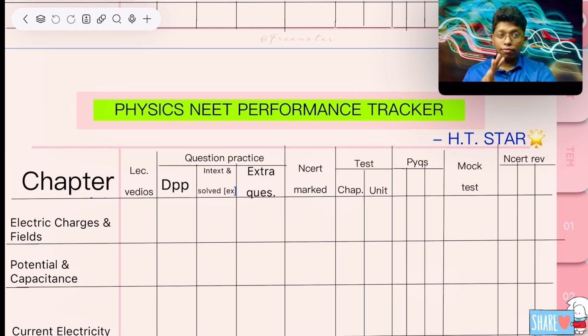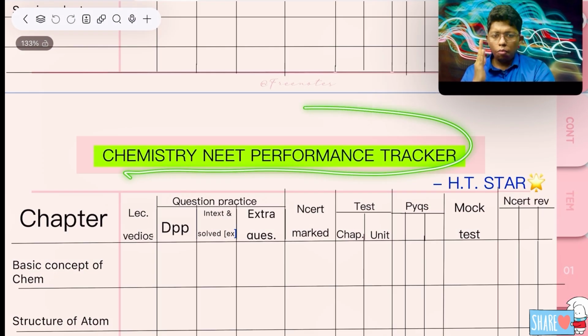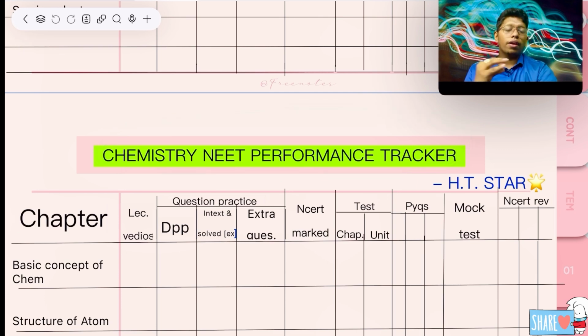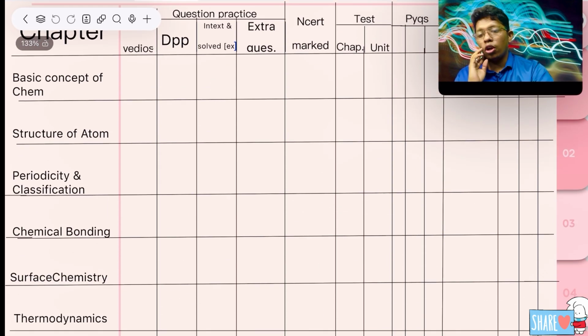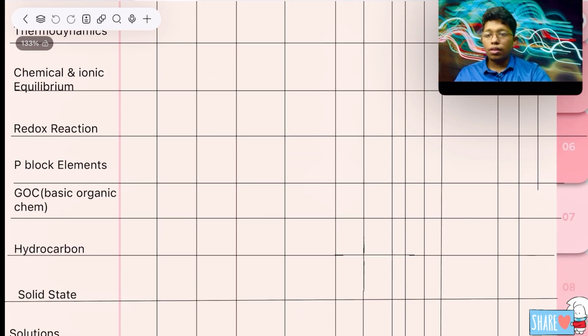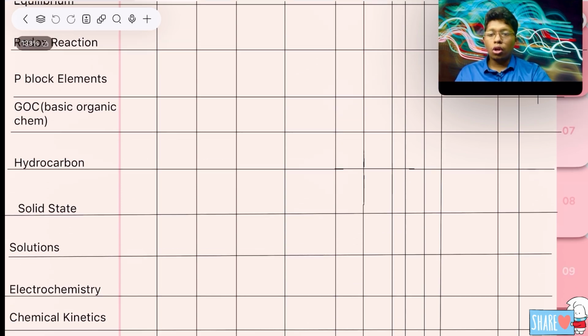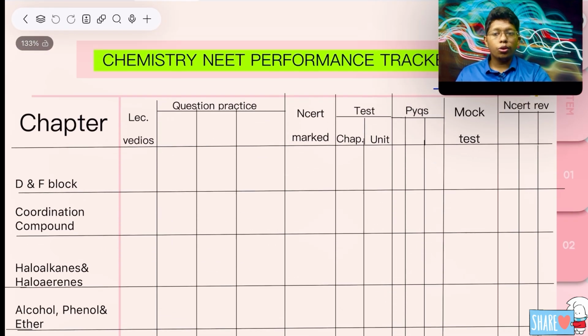Let's go to subject 2, that is chemistry. If you see in chemistry, most of it is the same, but I have made a little bit of changes for chemistry. That is, I have written the chapter names here: chemical bonding, surface chemistry, thermodynamics, solid state, solutions, electrochemistry, the f-block. Everything I have written, you can check it.